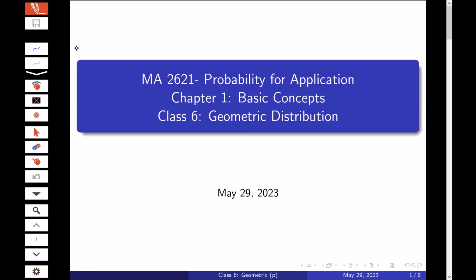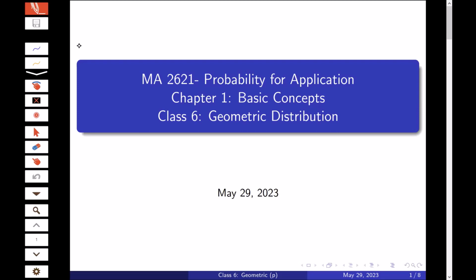Hi all, this is recording 6, class 6 for Math 2621 probability for application class. Today we are going to discuss a geometric distribution.